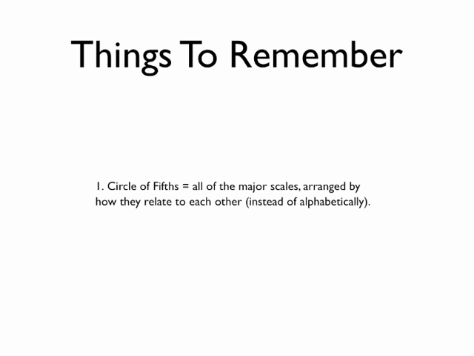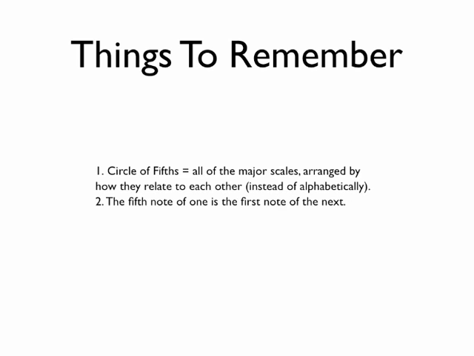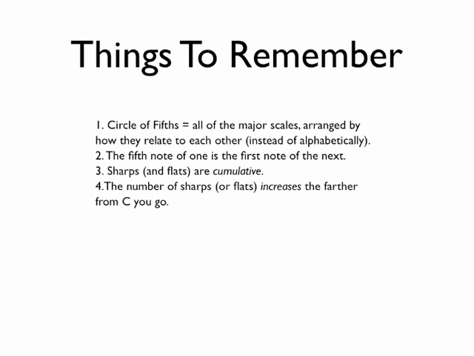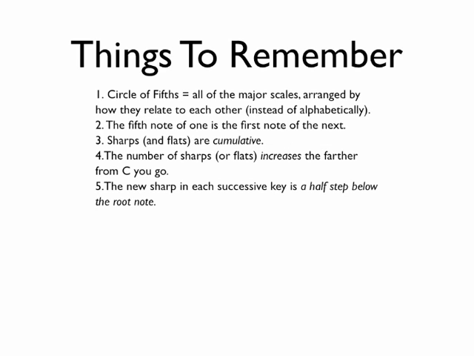So, things you need to know for tomorrow. The circle of fifths is just all the major scales arranged by how they relate to one another and not alphabetically. And the way that they relate to one another is the fifth note of one is the first note of the next. The sharps and the flats are cumulative, and the number of sharps increases the farther from C that you get. And the new sharp in each successive key is a half step below the root note.